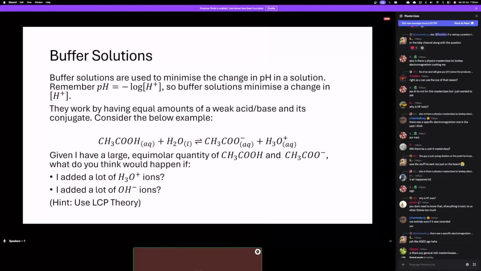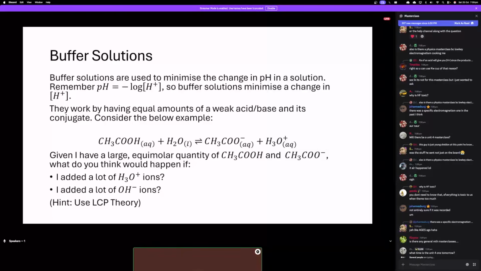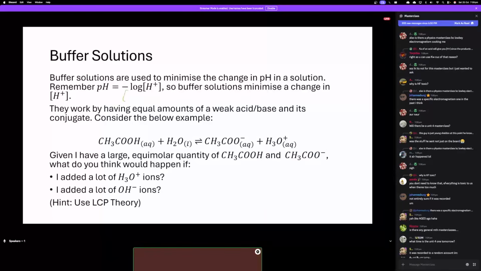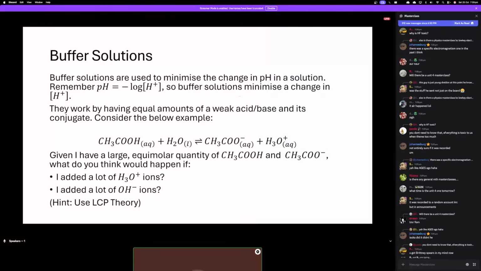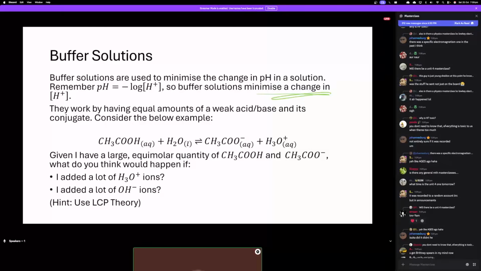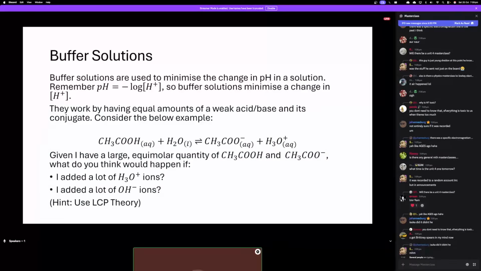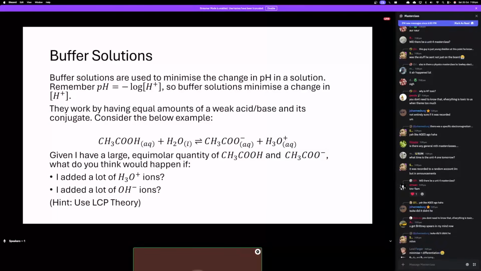So for a buffer solution, remember we say that pH is negative log H plus. So buffer solutions are used to minimize a change in pH. And so to minimize a change in pH, we want to minimize a change in the concentration of H plus, right? And they work by doing this. So here I have acetic acid plus water, produces this and this.